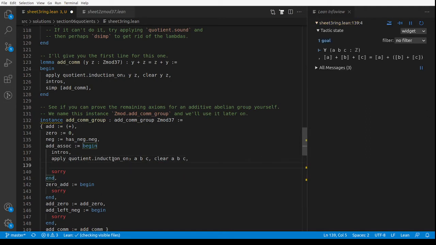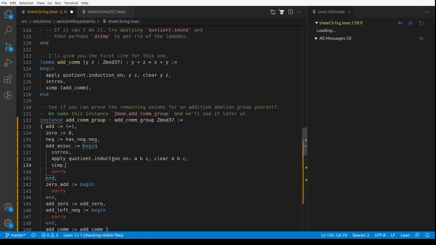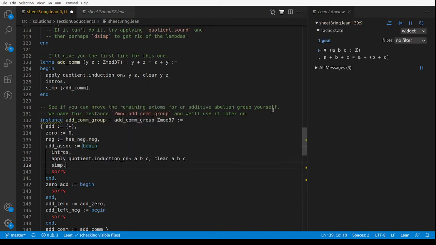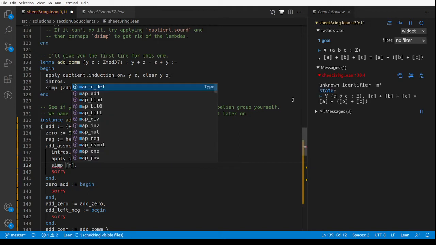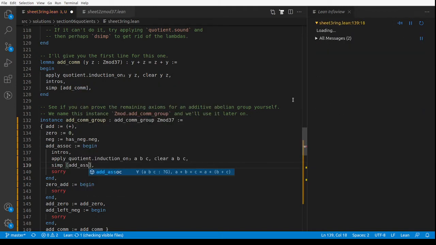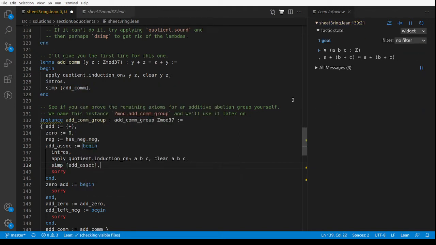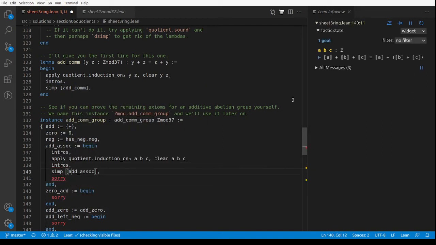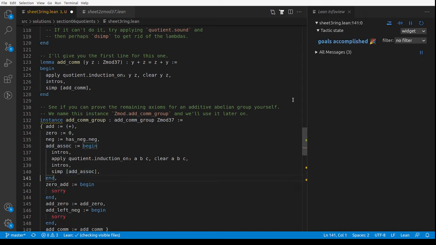And now what have we got to prove? Well, let's see what the simplifier does. I think we might have to do the intros. Well, let's try simp. What is this? Add_assoc, right? Yeah, that's a shame. Intros, simp, add_assoc. There you go. Yeah, it does it there.